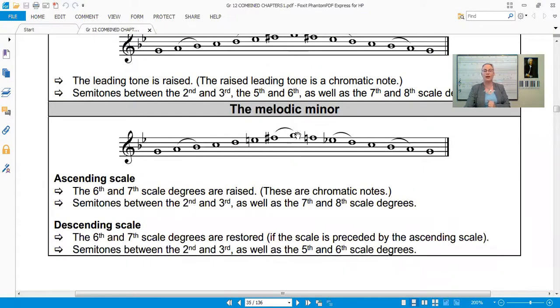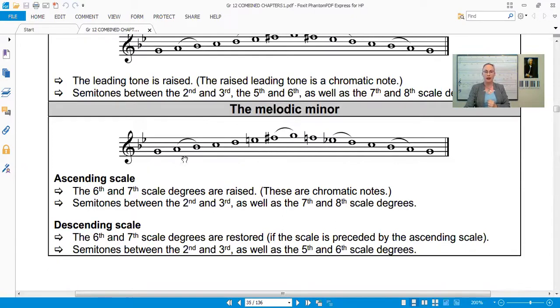Then the melodic minor is the one that sometimes creates some confusion among the learners. So what you need to tell them there is, again, you start with the natural minor, write out all those scale degrees. Then when it gets to the 6th and 7th scale degree in the ascending scale, you are going to raise it, meaning you make them higher by a semitone. So in this specific example, and I chose this example so that you can see that it doesn't necessarily mean that you sharpen both the 6th and the 7th scale degree.